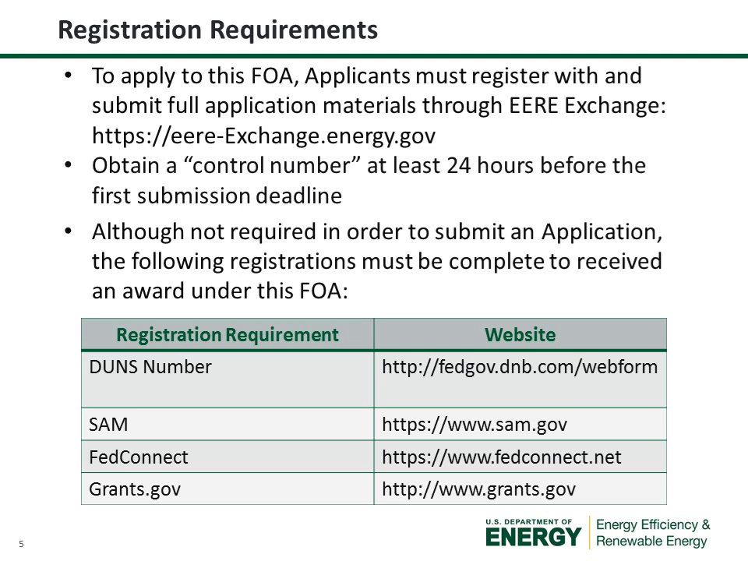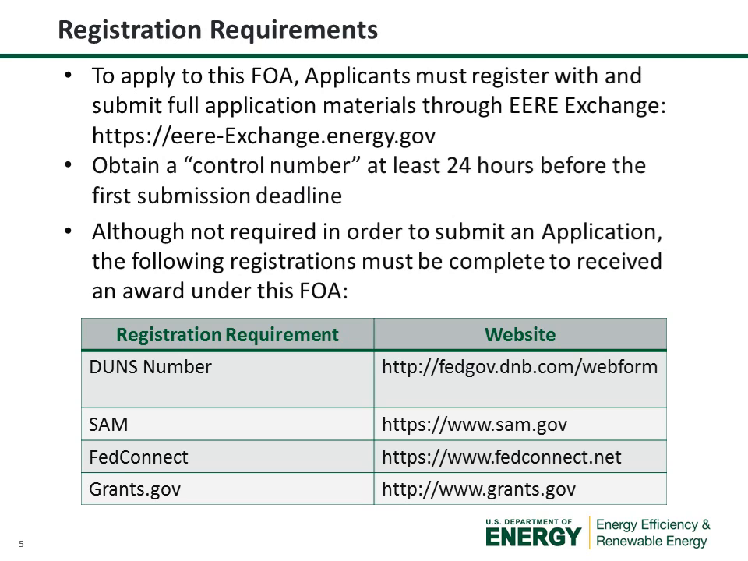Some of them may take several weeks, and failure to do so in a timely manner can interfere with your ability to both apply to this FOA, to meet negotiation deadlines, or ultimately to receive an award if the application is selected. So for the DUNS number, you need to obtain a Dun and Bradstreet Universal Numbering System DUNS number at the address that is listed there.